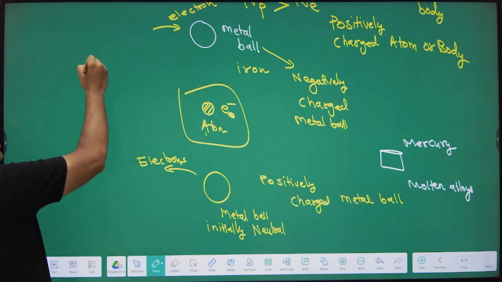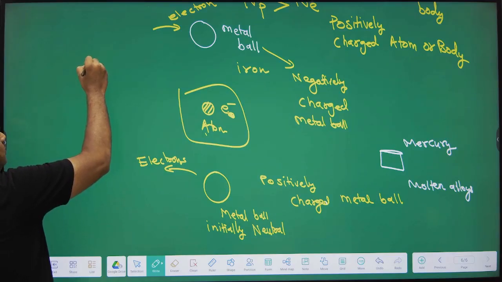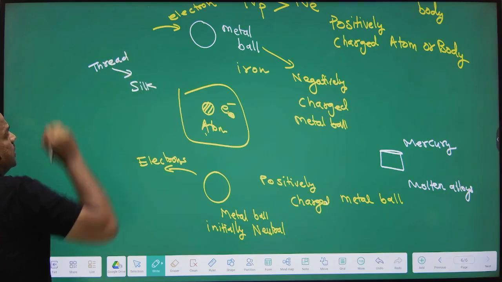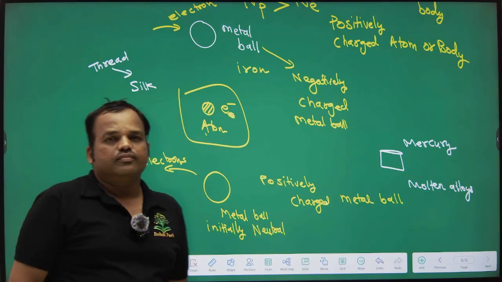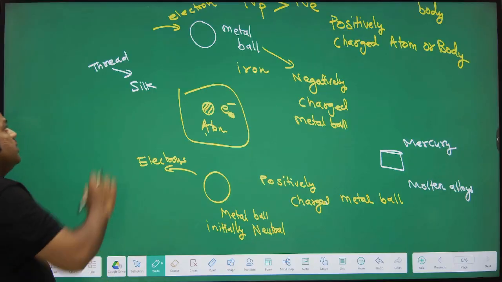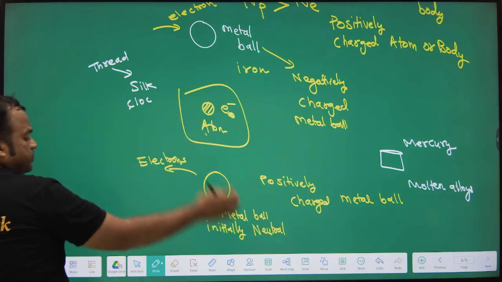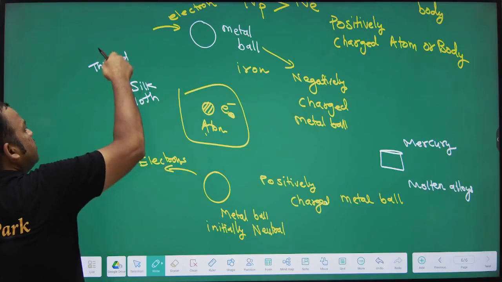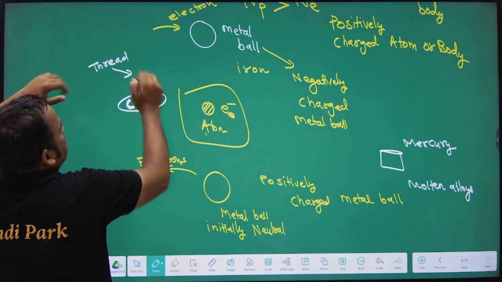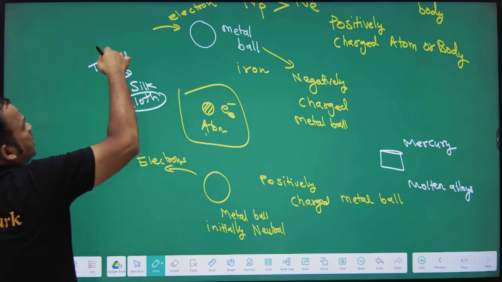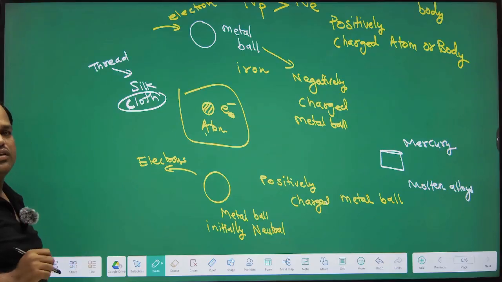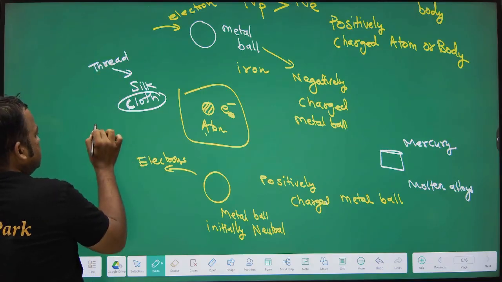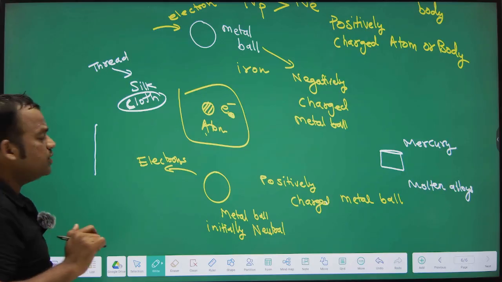It can be some other type of material, for example thread. Thread is generally made of silk. So suppose a silk cloth is there. It is made up of thread, correct? Cloth is made up of strands of thread. The material used is silk. It is not a metal, it is a non-metal. So suppose this is a thread.